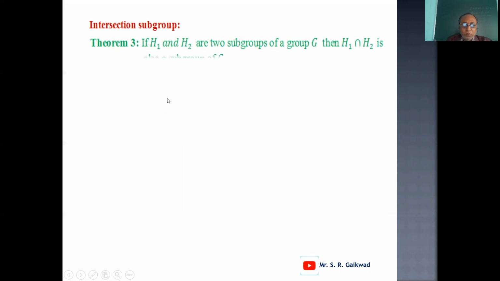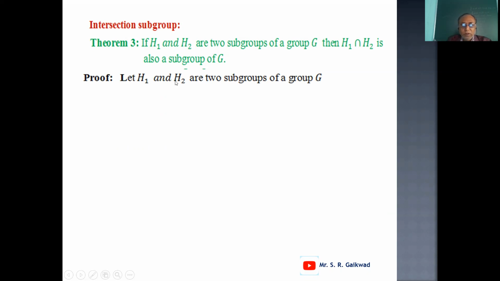Next, the intersection of subgroups theorem. If H1 and H2 are two subgroups of a group G, then H1 intersection H2 is also a subgroup of G. Proof: let H1 and H2 be two subgroups of a group G. Clearly, H1 and H2 also contain the identity element because they satisfy all conditions of a group. It means the identity element exists, and therefore e belongs to H1, e belongs to H2. It implies that e belongs to H1 intersection H2, and therefore clearly H1 intersection H2 is not empty.